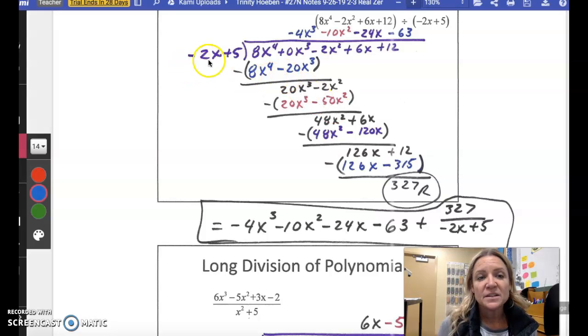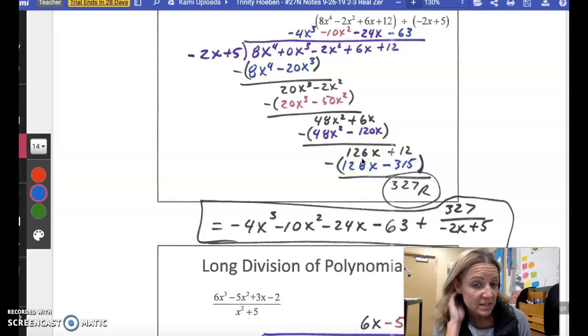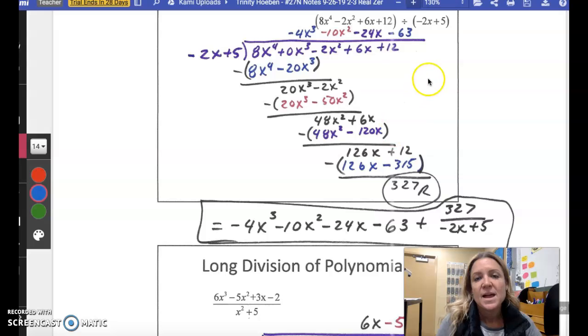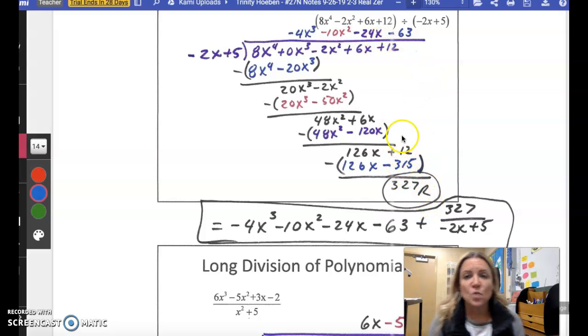Now we're going to divide. Negative 2x goes into 48x squared, negative 24x times, so write it above the x term. And then multiply. Negative 24x times negative 2x is 48x. And negative 24x times 5 is negative 120x. And now we're going to subtract. These are opposites. And 6x minus minus, so plus. The 120x becomes 126x. And bring down our last term, the 12.